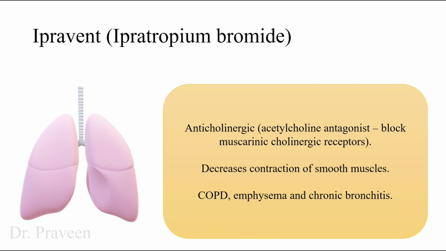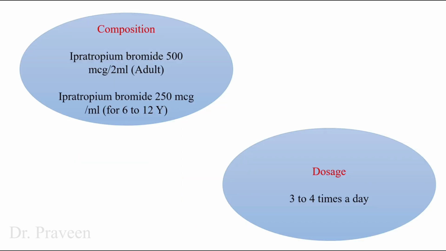See, salbutamol is a bronchodilator. Levosalbutamol is a bronchodilator, nothing but the improved version of salbutamol. Whereas Ipravent, that is ipratropium bromide, is an anticholinergic. So levosalbutamol and salbutamol dilate the bronchus, whereas ipratropium bromide prevents the bronchoconstriction. Hence, it is used in COPD. It comes in two variants, 500 mcg per 2 ml and 250 mcg per ml. It can be given 3 to 4 times a day, and based on the severity, it can be repeated 6th hourly to 8th hourly.